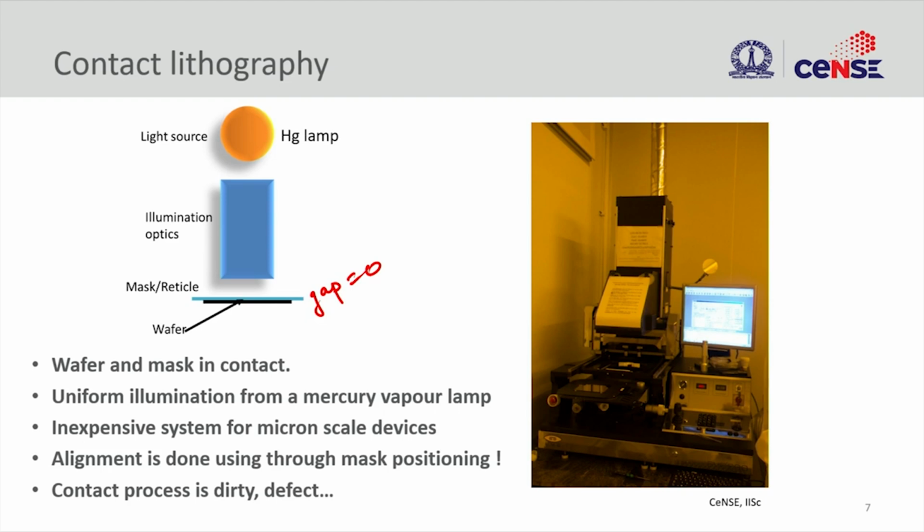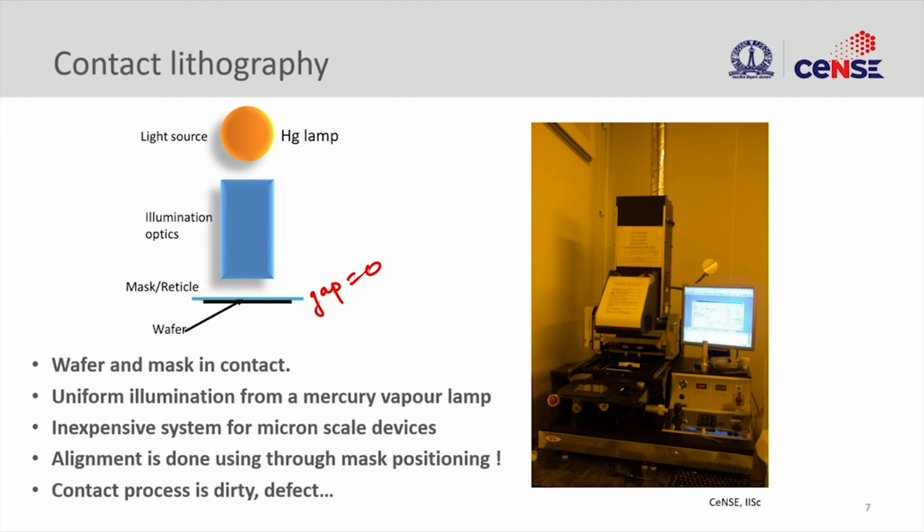So the mask and your wafer are in complete contact, right, and this will allow us to have a very good uniform illumination, right. And the other thing is, this is also similar to other systems, an inexpensive way to fabricate any micro scale device, right. And the alignment is done through the mask itself, right. So so far we haven't discussed how we are going to make multiple layers using this lithography process. All we are understanding now is just an illumination, and whatever pattern you have on the mask gets onto the wafer, right.